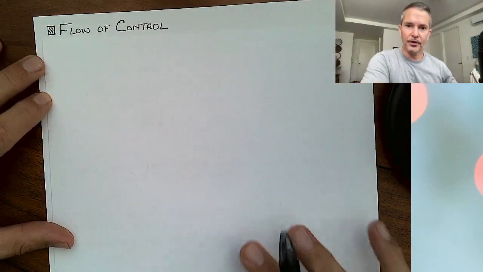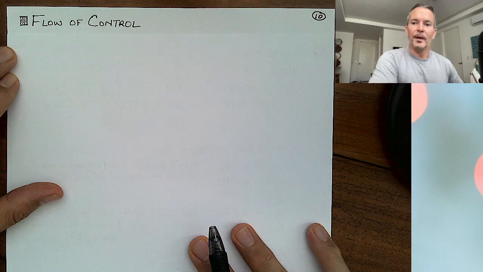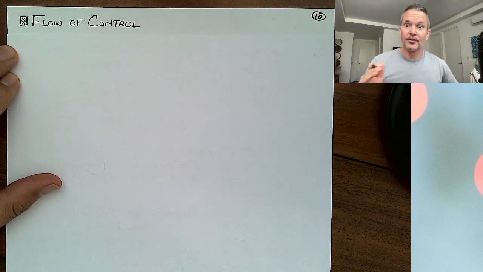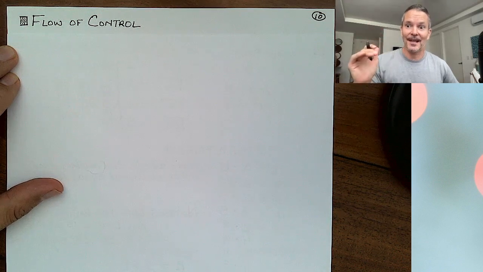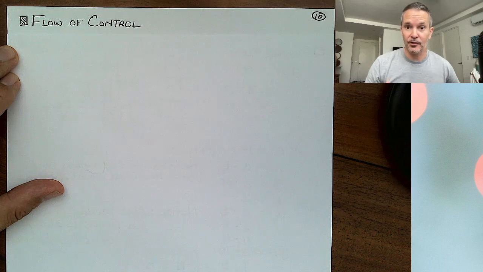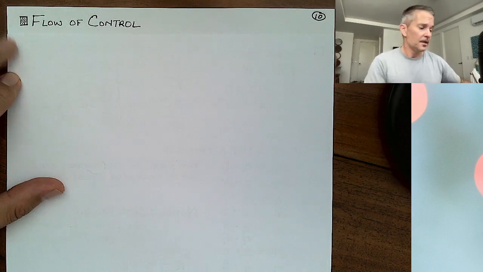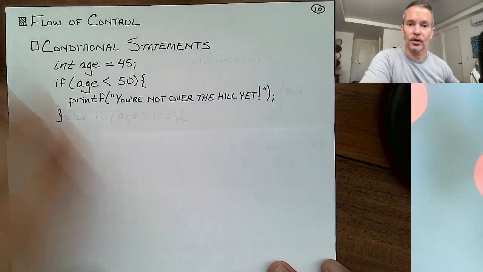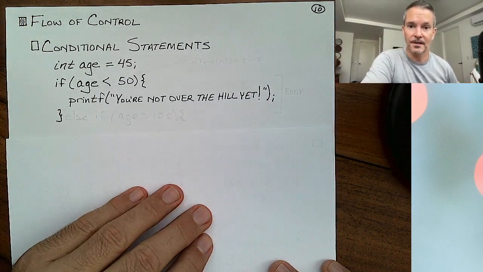All right, so flow of control is how we write a program that isn't always going to do the exact same thing in a linear format. It may take different paths through the program depending on the values that are input or read from a file. So the first thing we want to review are what are called conditional statements.